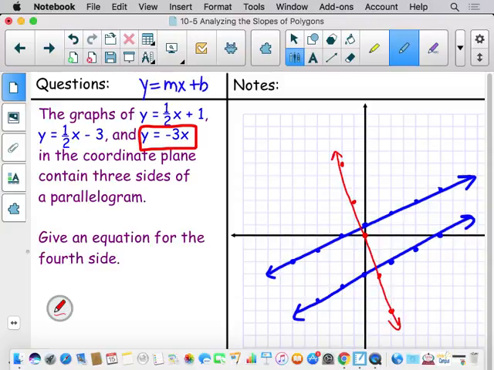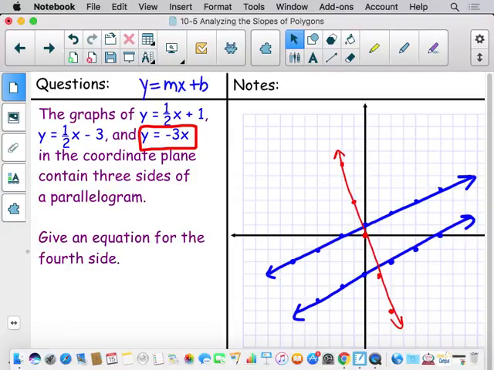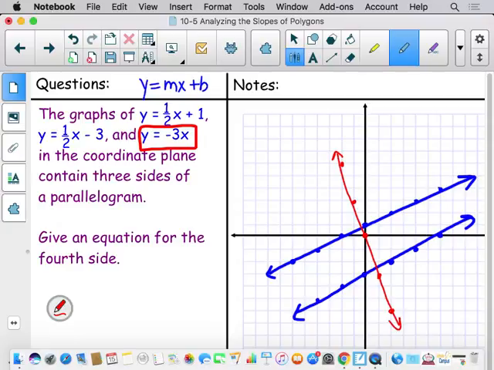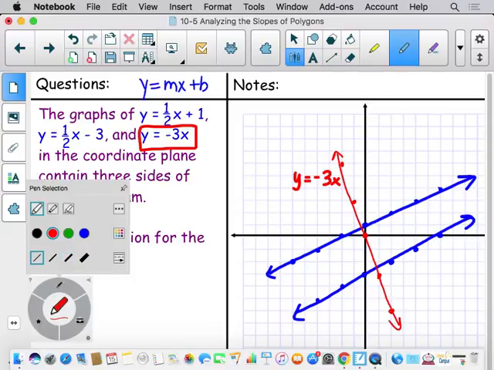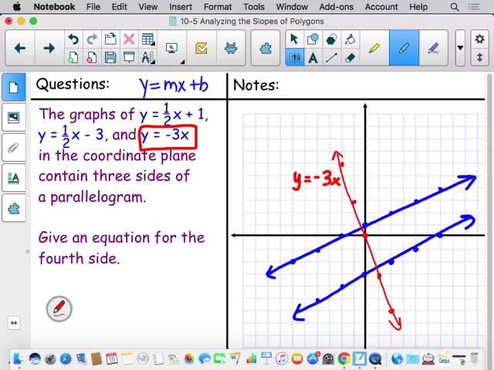So for my fourth side of my parallelogram, I am going to need to have another line that is parallel to the one that I just drew in red, because opposite sides are parallel. You have to have two pairs of parallel sides. So in order to keep it parallel to that red line, which was y equals negative 3x, I need my new line to have that same slope, but a different intercept.